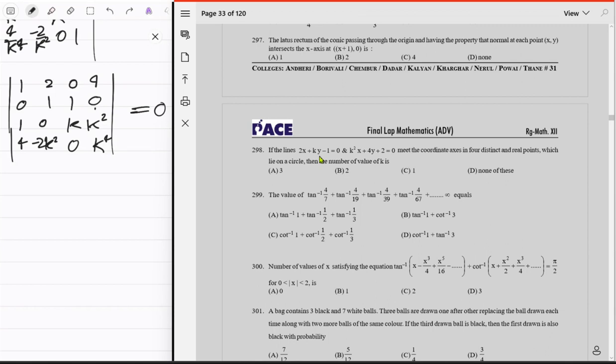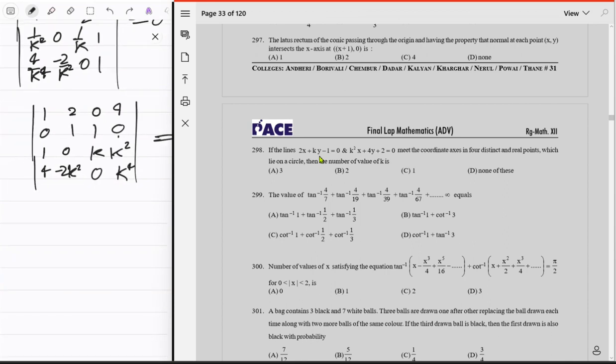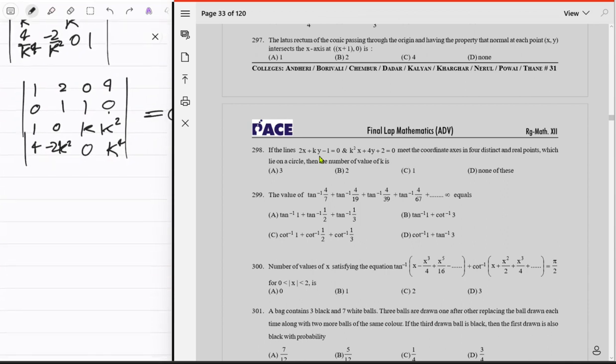Okay? The number of values of k is. We have to figure out the number of values of k. So k cannot be 0. Okay, this cannot be 0. Otherwise, what can happen? We'll have to solve something ourselves. There's no escape. Okay? So just do the thing. It's like this determinant. Here we will now subtract 2.